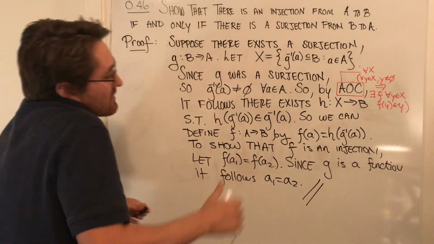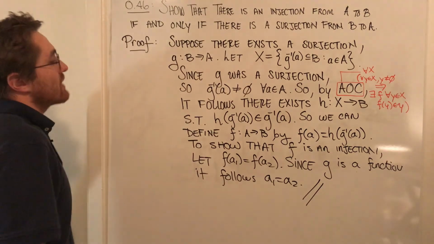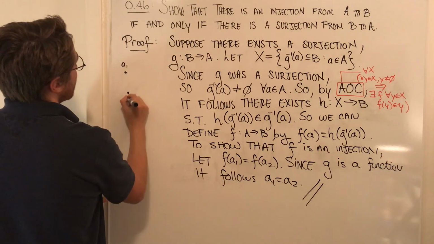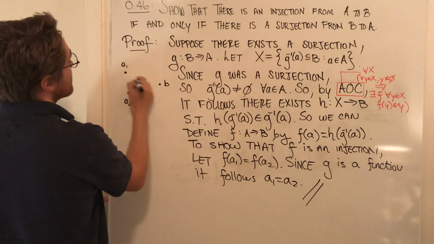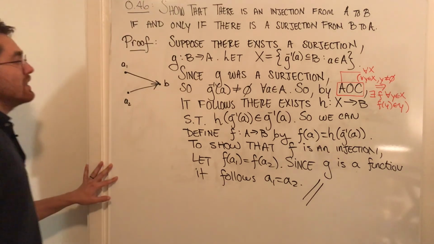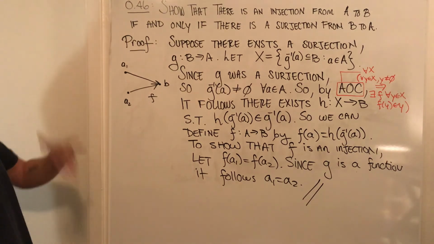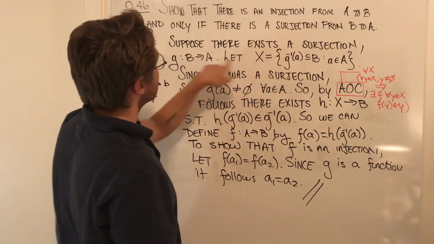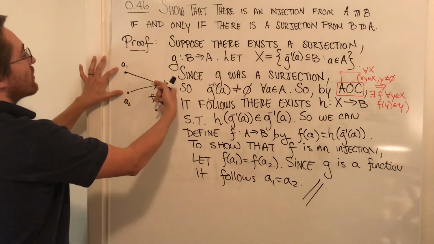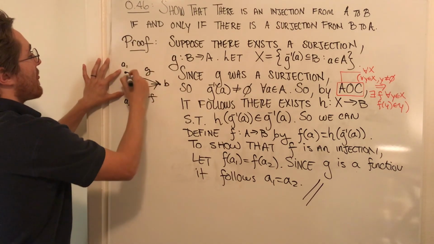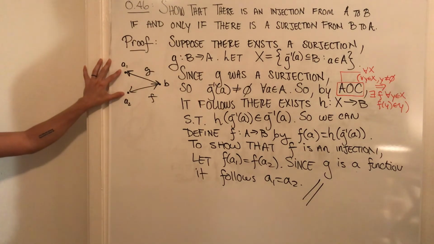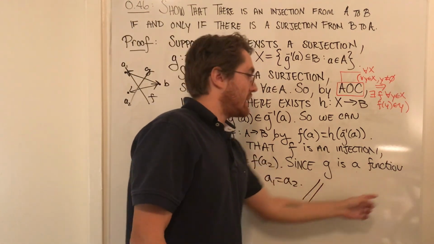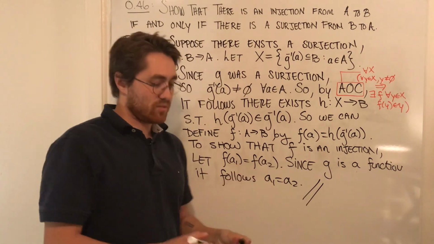If you need more clarification, you could try something like this: let's assume that that's not the case. Suppose I have an A1 and an A2 that are getting mapped to the same element by f. Oh, but that can't be the case, because if you remember, G was the function going from B to A, and G was a function. It's a surjection, so it's a function. That would have meant that B was getting mapped by G to two different values, A1 and A2, which we know is not the case. So it must have been that A1 equals A2 if their images were equal.